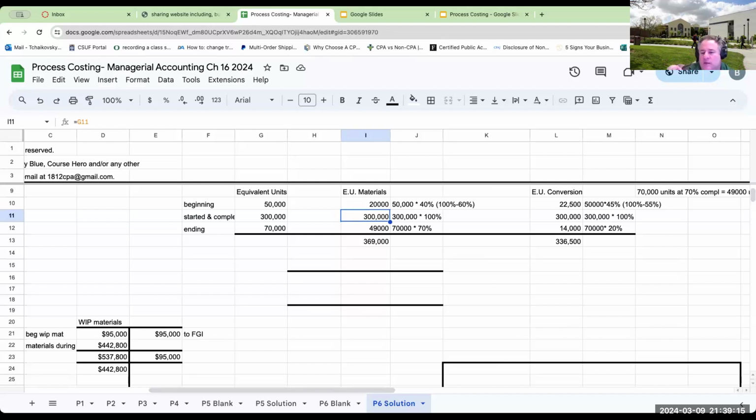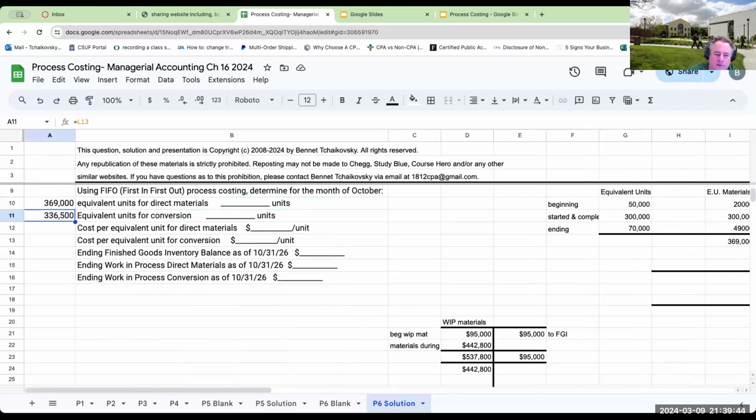But I like to keep it a little bit more simple because this is more the introduction to managerial accounting and to give a student a really good base for cost. So started and completed, and then the beginning inventory. Remember, for beginning, we're focusing on what did we need to do to make it 100% complete. The materials were already 60. This was already 55. So we need another 40, and then we need another 45 over here. Okay, so that is our equivalent units.